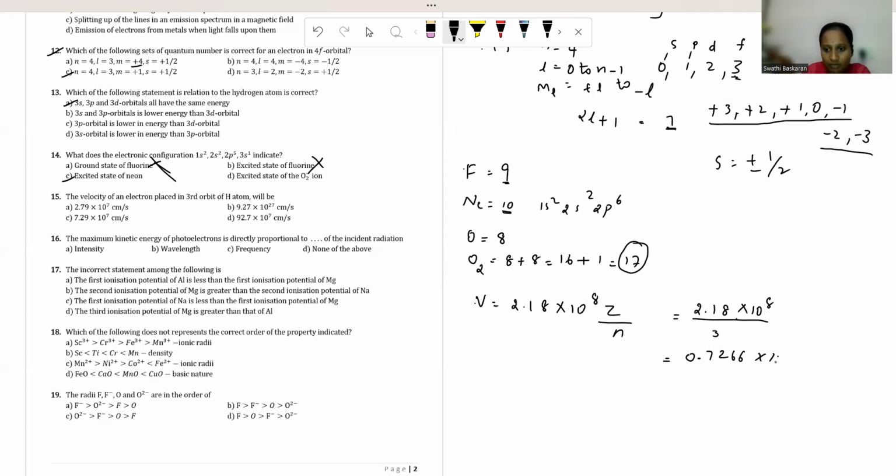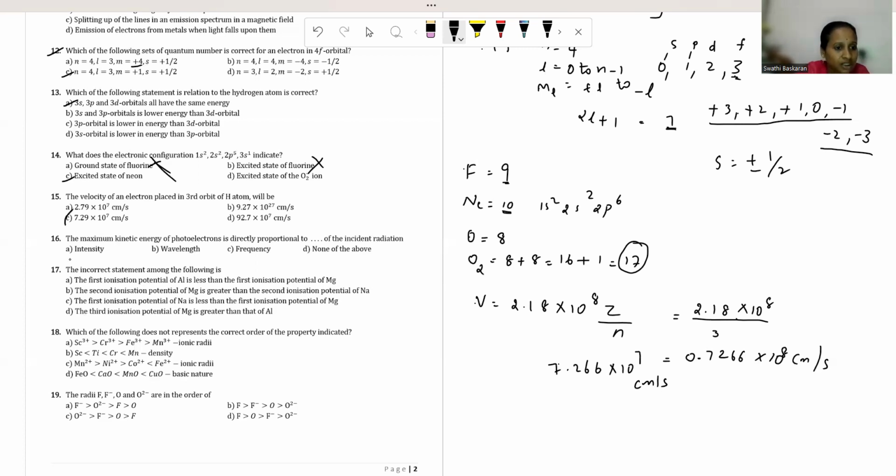you get 0.7266 into 10 power 8 centimeter per second. But in the options they have given in terms of 10 power 7, which means the value will become 7.266 into 10 power 7 centimeter per second. So which option is correct? Option C is correct.